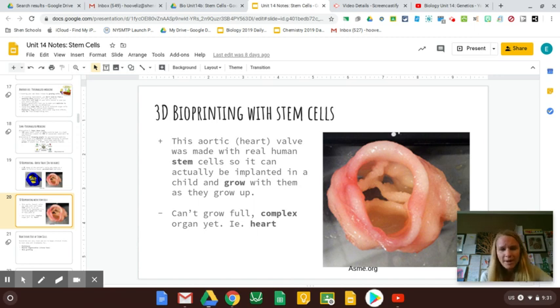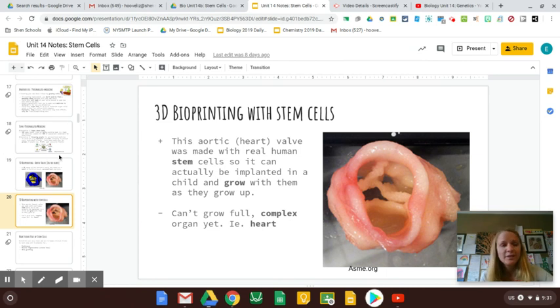The cool thing about it, besides that it's a real human working part, is that if you put it in a child, like if a child gets an aorta transplant, either from a pig or it was 3D printed just using plastic rubber materials, it will not grow with the child. So every couple of years, the child has to have another open heart surgery and have a new aorta put in. And there's a lot of risk with that. This, since it's made from real human cells, will grow with the child.